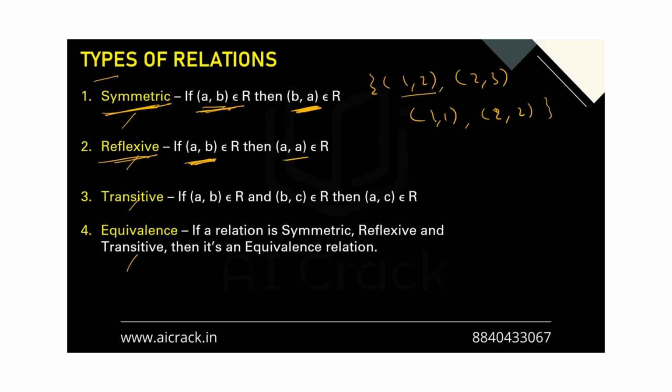We have 1 comma 2, that's why we have 1 comma 1. We have 2 comma 3, that's why we have 2 comma 2. We have 1 comma 1, that's why we have 1 comma 1. We have 2 comma 2, that's why we have 2 comma 2. We have to check for every single element if we have the corresponding pair or not, right?